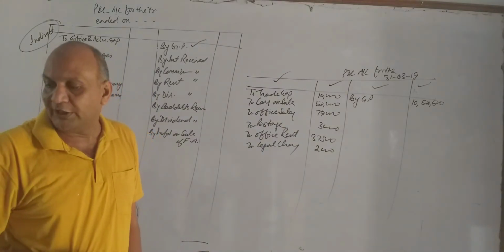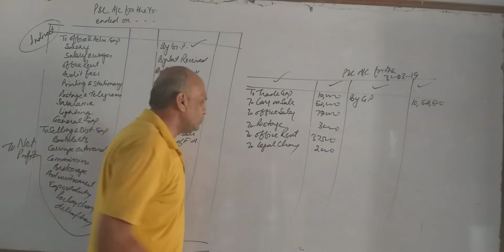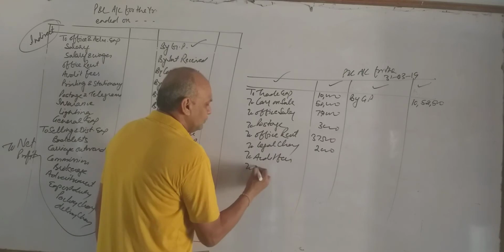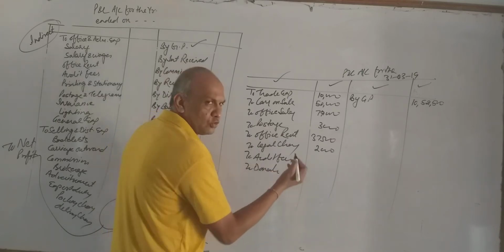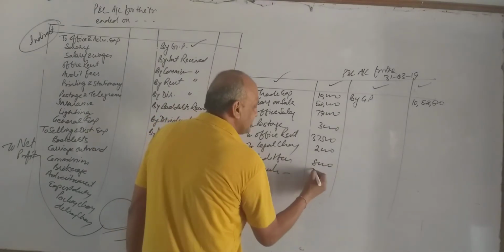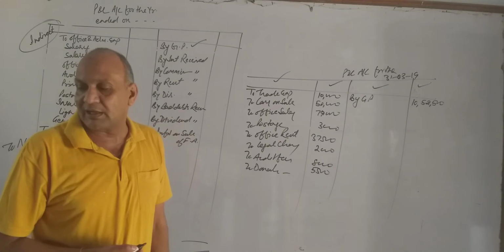Then we have been given audit fees. We will be showing it on the debit side. Then to donation, to audit fees. Donation items are to be shown in the debit side because all are indirect expenditure. 5,500 donation.